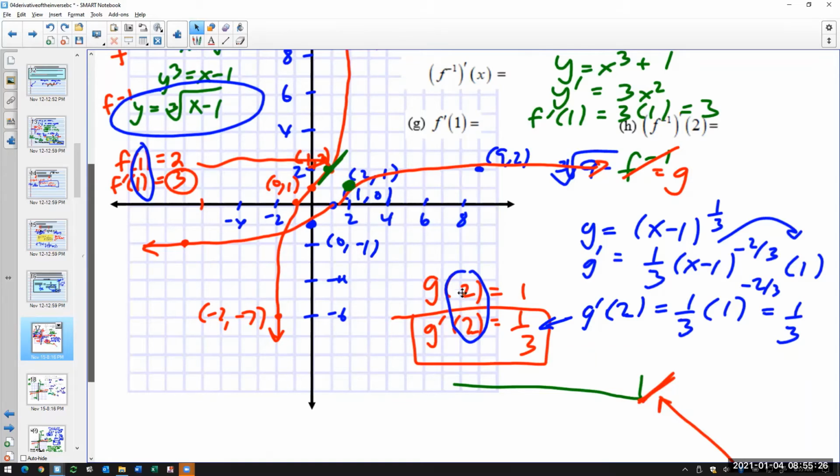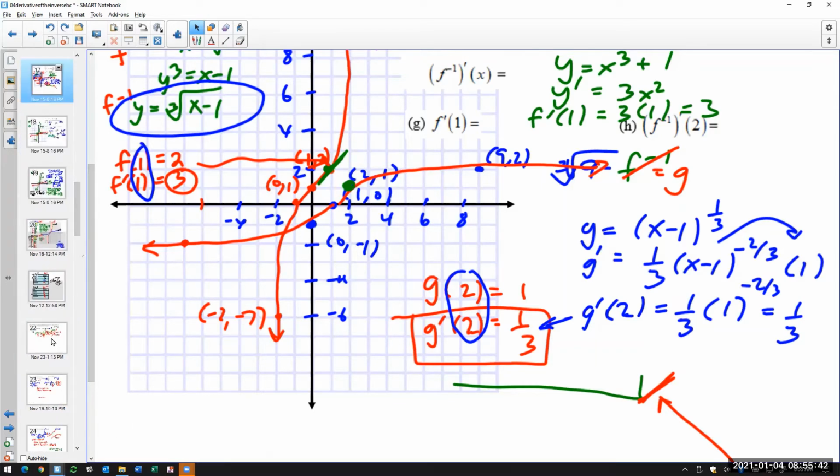Okay, but do you also see that this 2 is the y value of my f function, and this 1 is the y value of my g function? Is everyone good with that? Okay, so let's move on and do some example problems. I think you'll like the example problems better.